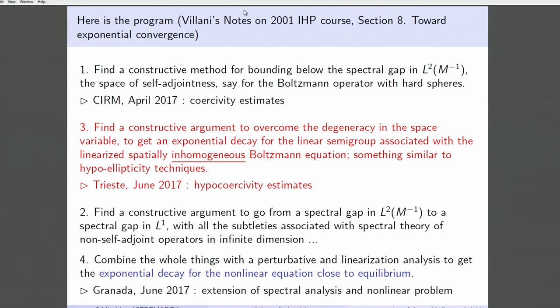So the next part is to get some dissipativity information on the full linearized Boltzmann operator, which involves both velocity and position. And what we can see is that it is degenerate in the position variable, so it's not so easy to get some information on how fast the solution of the linearized Boltzmann equation goes to the equilibrium.